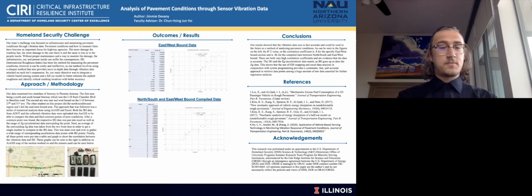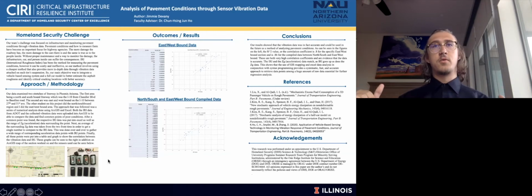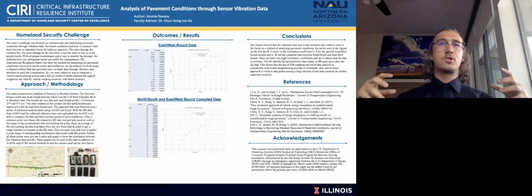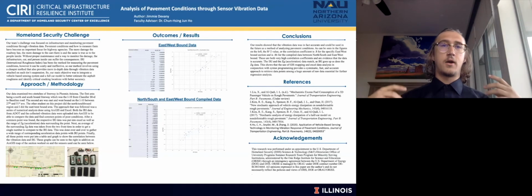The next picture shows the sensors that were on the car. There were 5 sensors in total: 1 on each tire, and 1 in the middle of the car. That was how we gathered the data and got all those points.